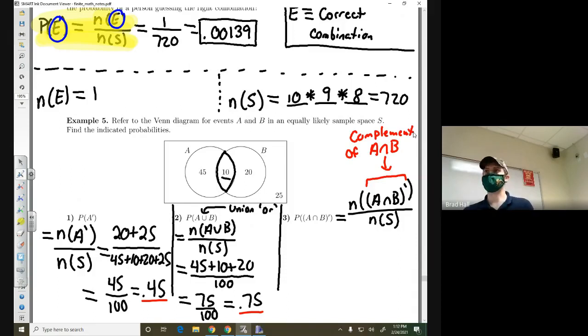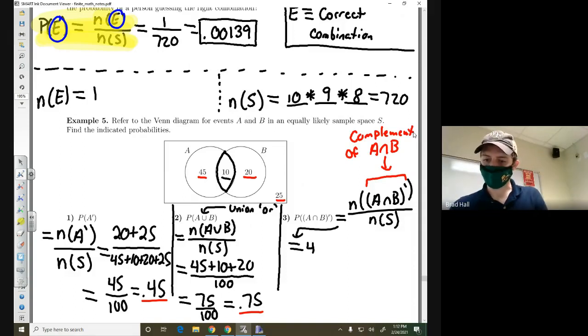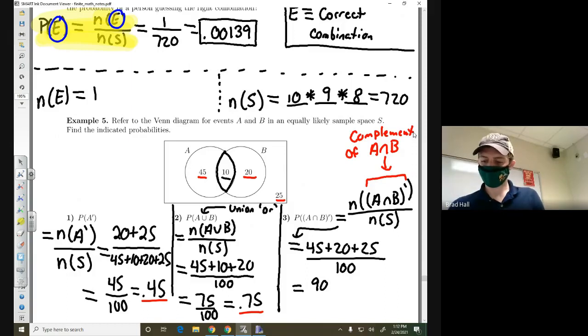The complement says, okay, I changed my mind. I don't want that one. I want all the other ones instead. So what did I not underline? 45, the 20, and the 25. That's going to be the three numbers I add together. So the 45 plus 20 plus 25 divided by the total number of elements or outcomes. It's 100. And working backwards, I believe this is going to be 90 divided by 100, which is 0.9.